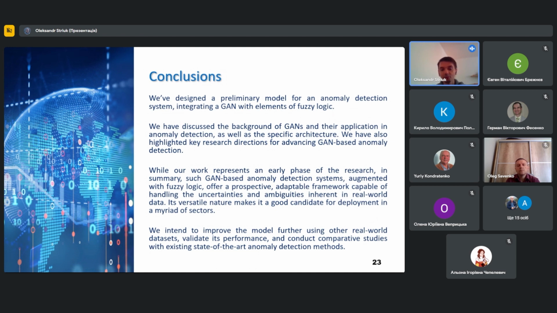We intend to improve the model further using other real-world datasets, validate its performance, and conduct comparative studies to focus our future endeavors on improving anomaly detection methods.